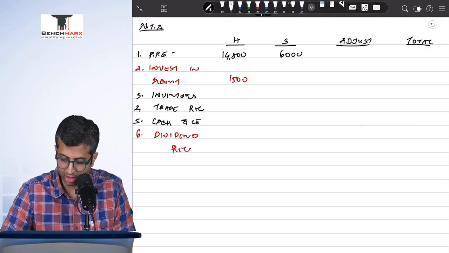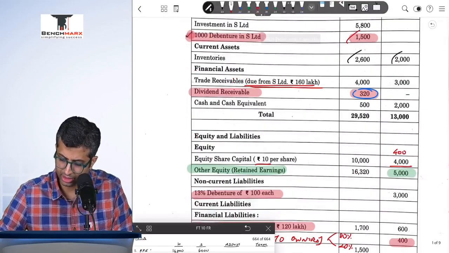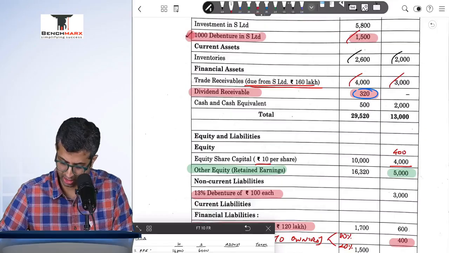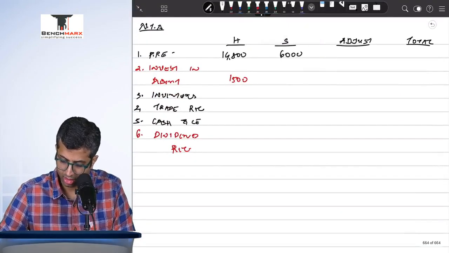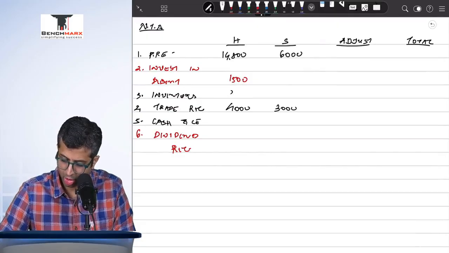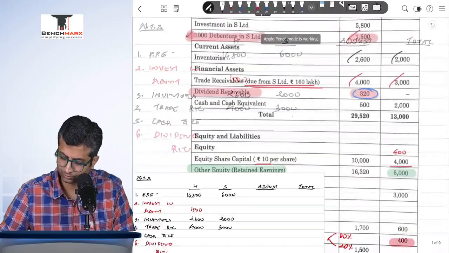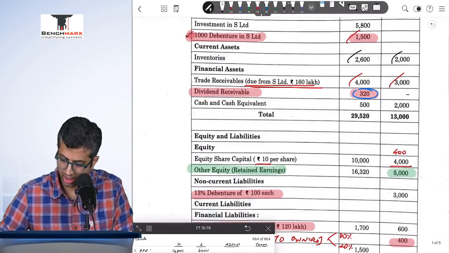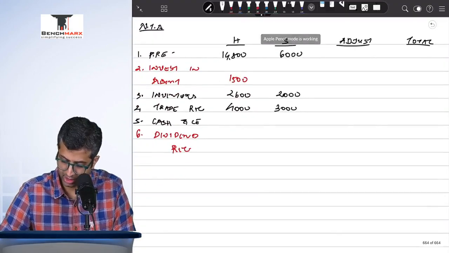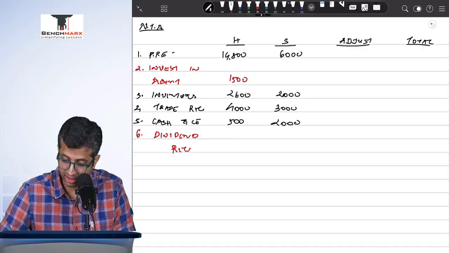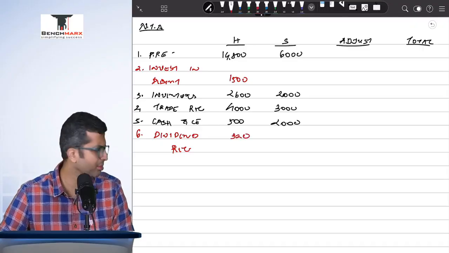So if I look at each of these numbers, this is 4,000 and 3,000, 2,600 and 2,000, 500 and 2,000. Further, there's a dividend receivable of 320 which is currently appearing.